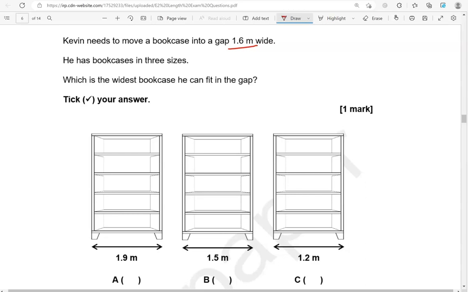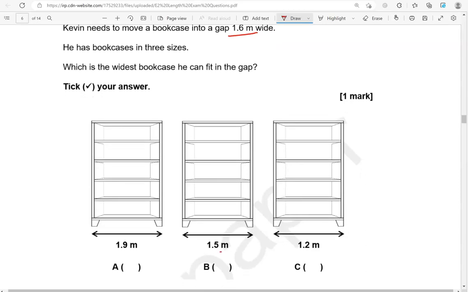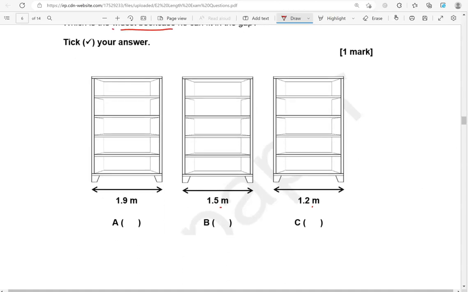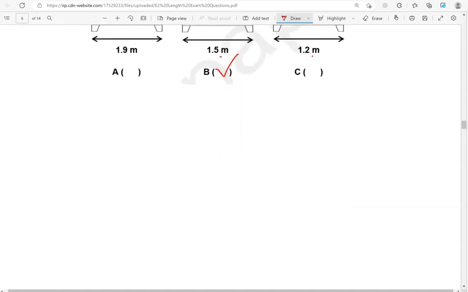1.6 or lower. Looking at option A, that is 1.9 meters, which is higher than 1.6, so that's not a possible answer. Looking at option B, that is 1.5 meters, which is below 1.6, so that is a possible answer. Also, C is 1.2, which is below 1.6, so that is also a possible answer. So out of these two, we're looking for the widest bookcase. So the widest, 1.5, is greater than 1.2, so the correct answer is B.